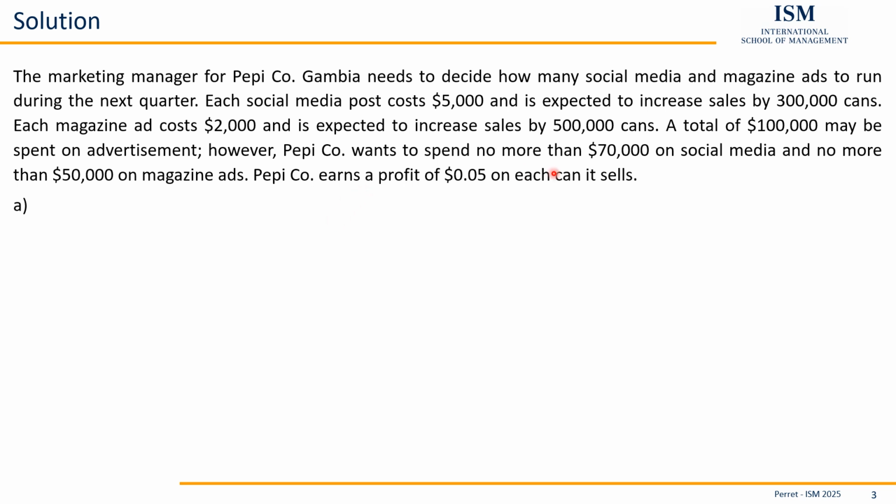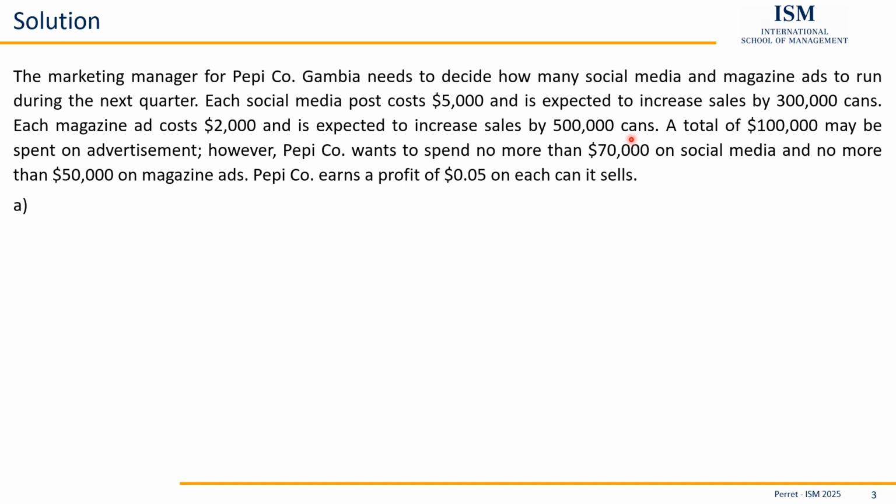Well, they sell cans, they make money, they make a profit out of selling cans. So it's only natural to assume that as a company they want to maximize their profit. Profit depends on how many advertisements they put in social media and in magazines. Because we can see here, for social media posts, they sell this many more cans. For magazine ads, they sell this many more cans.